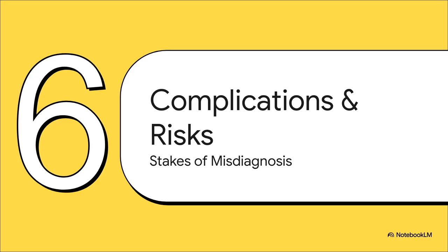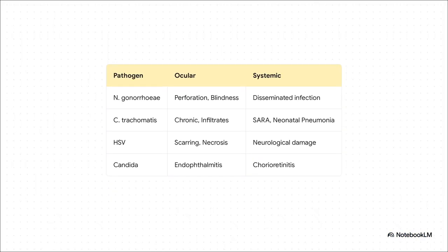Finally, we need to talk about the consequences. We have to confront what can happen when conjunctivitis is misdiagnosed or treatment is delayed, because the stakes are incredibly high. This table is pretty sobering. It drives home why getting the right diagnosis is so much more than an academic exercise. Depending on the bug, a simple case of conjunctivitis can spiral into permanent blindness, reactive arthritis, or even disseminated sepsis. The potential outcomes are worlds apart.